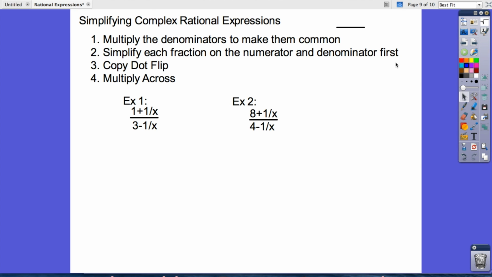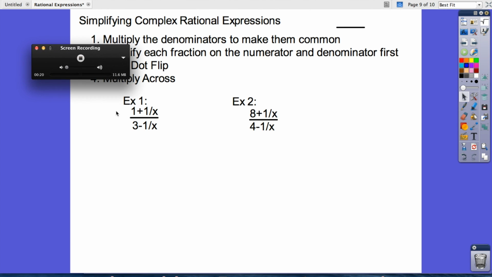And the last thing we're going to cover today is simplifying complex rational expressions. So in this instance, we have the same four steps. We have multiply the denominators to make them common, simplify each fraction on the numerator and denominator, and then copy, dot, flip, and then multiply across.